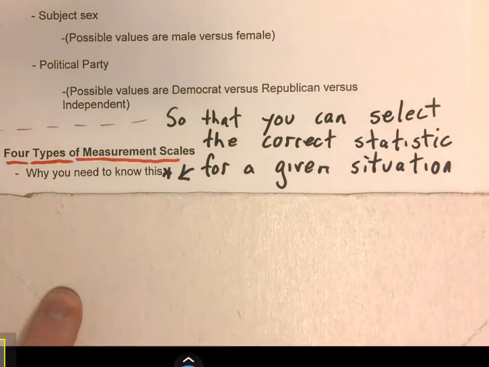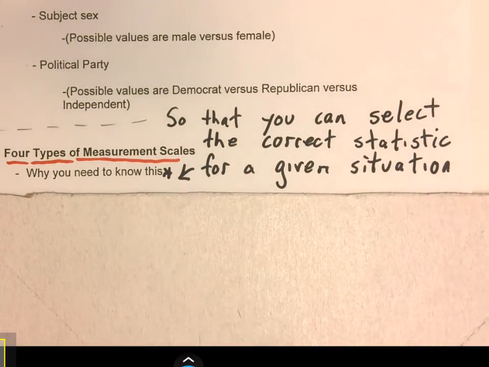Why do you need to know about measurement scales? So that you can select the correct statistic for a given situation. One of my goals in this class is when you come out, I want you to be able to choose the correct statistical procedure for a given situation. If you conducted an experiment in Psych 305, for example, and you have a quantitative dependent variable, and you want to see if there's a difference between two groups, an experimental group versus a control group in this investigation, what's the right statistical procedure to use to analyze that data?